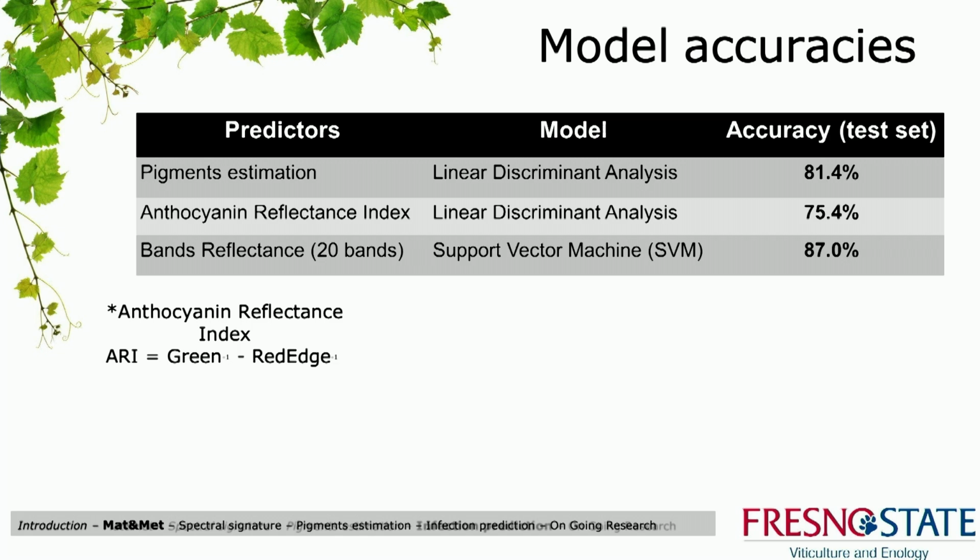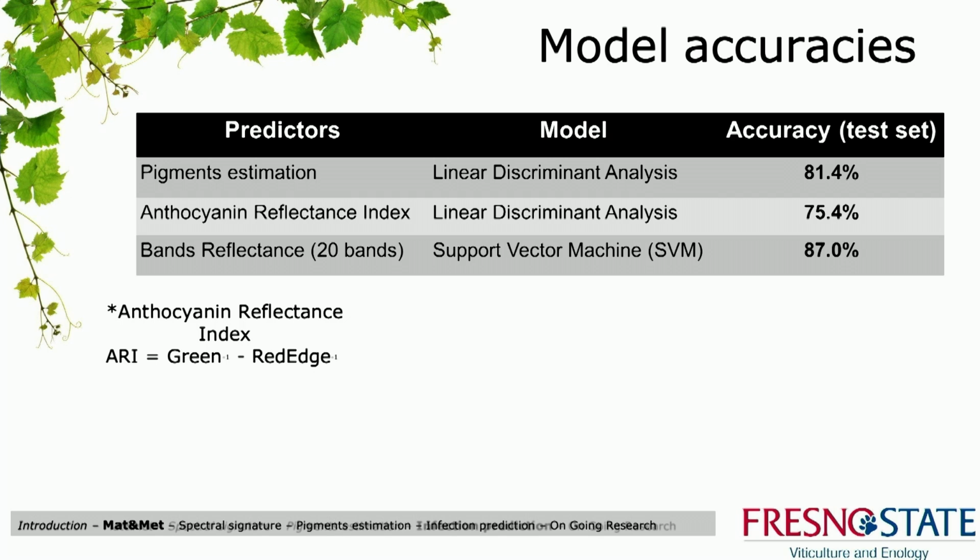Then, for people who know a little bit of remote sensing, we also tried an index. Like, you know, there is NDVI, for example, that is an index really well known to detect vegetation, usually, and how healthy the vegetation is. This is an index that is really specific to anthocyanin, and using this index, so that means only two bands, the green and the red edge, we achieved an accuracy of 75.4% overall accuracy. Then, when we use a subset of the spectral bands that we acquired, so 20 bands, we achieved an overall accuracy of 87%.